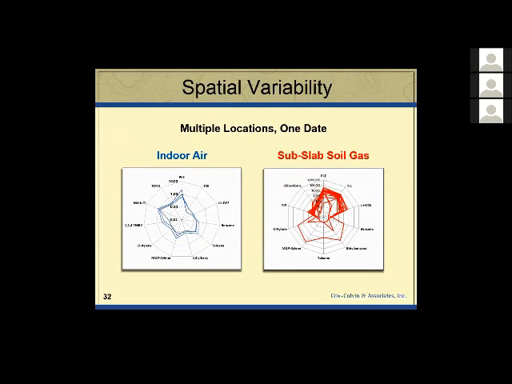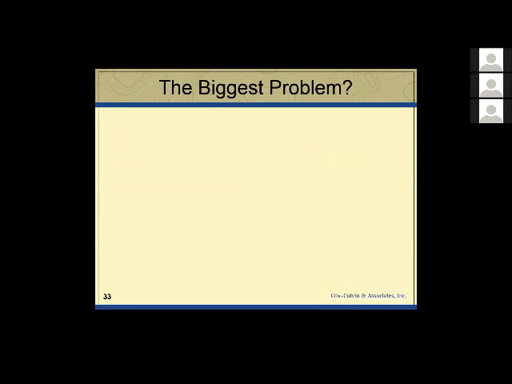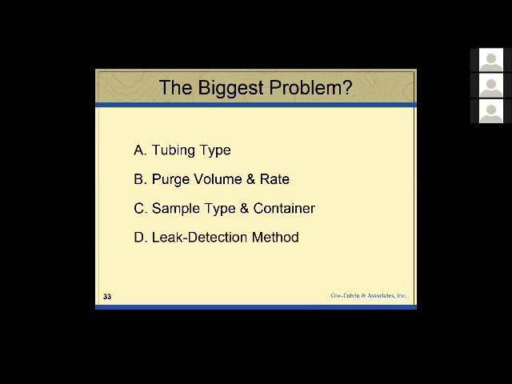Spatial variability is another story. From the same facility on the left, you can see now my polygons for indoor air. These are taken at multiple locations, but on a single date. So that spatial variability in indoor air within this building, at least, is very slight. Those polygons on the left are all the same shape. The polygons on the right for subslab soil gas are extremely variable. You get a lot of variation over just 20 feet or less. So your biggest problem: tubing type, purge volume and rate, sample type and container, or your leak detection method? I hope you said none of the above.